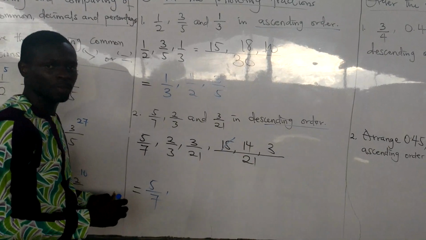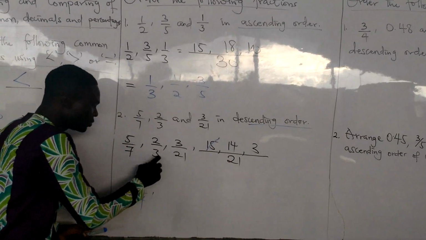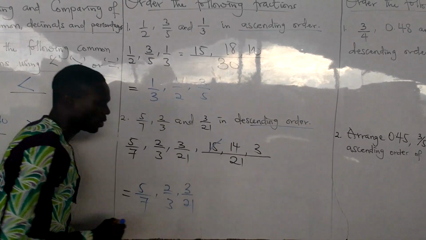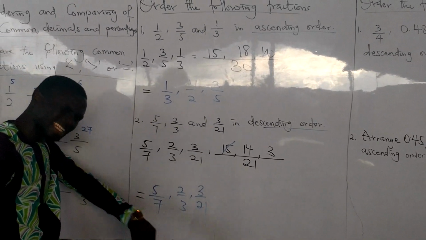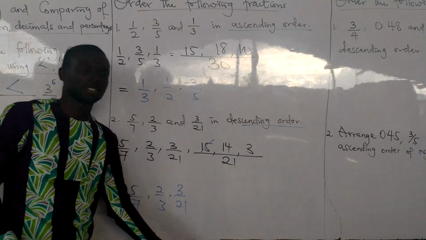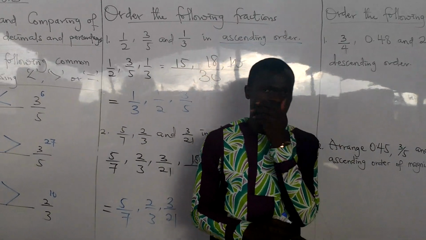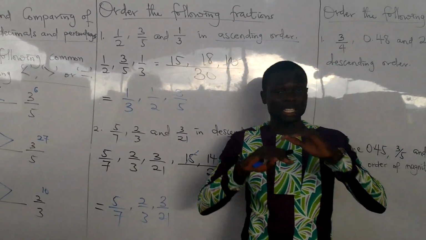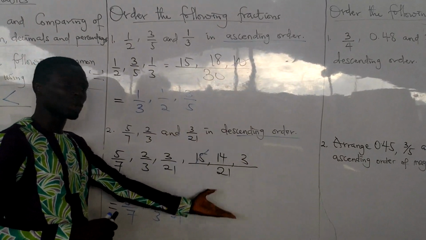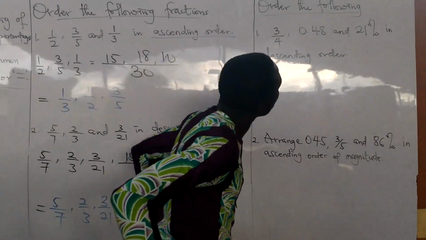So 15 is out. Now 14 and 3, which one is greater? It's 14, and it represents this. So 2 over 3 will come. Then finally 3 over 21. And I have been able to descend this fraction, that is from the highest to the least. So that is how we order common fractions. If you have to do that, you just make sure that they have the same denominators, that will be in common. You compare using the numerators, then we are good to go.